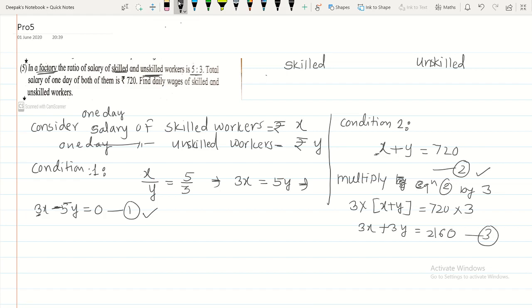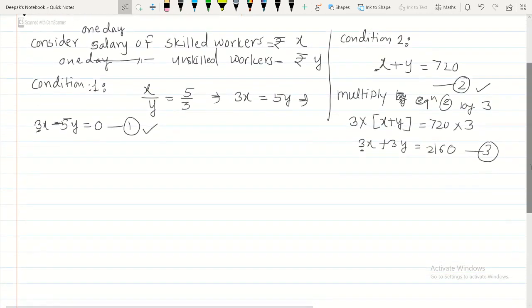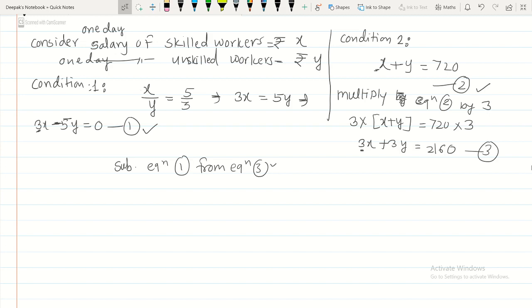From equation 1 and from equation 3 we can say that the coefficient of x is 3 in both. Now we got equal coefficients. Now by elimination method we will solve, right? We have the same coefficient and same sign, so we subtract equation 1 from equation 3. So we need to write down equation 3 first.